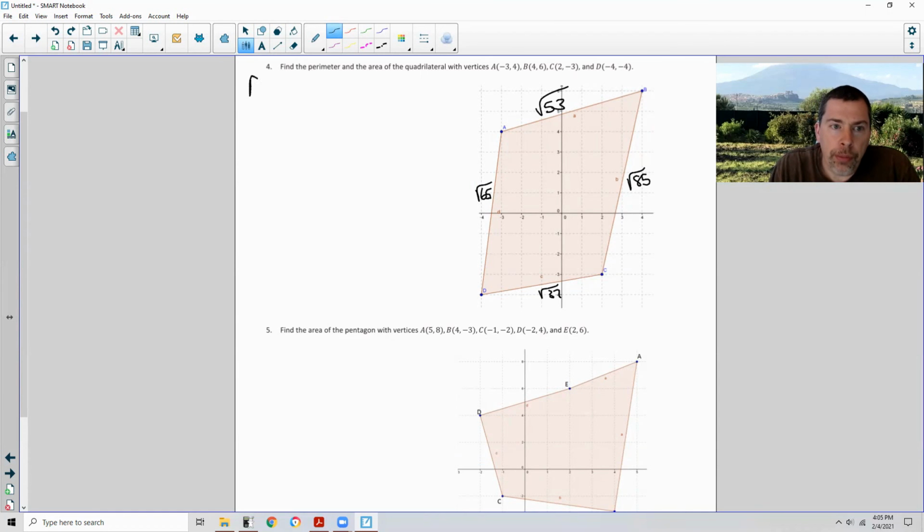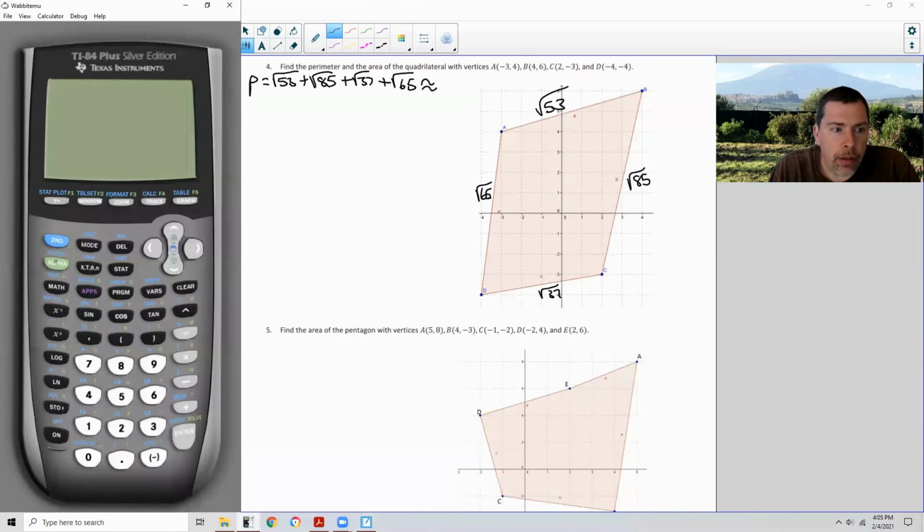All right, so perimeter equals the square root of 53 plus the square root of 85 plus the square root of 37 plus the square root of 65, which is approximately, not equal, which is approximately, all right, square root 53 plus square root 85 plus square root 37 plus square root 65. Enter. 30.64.